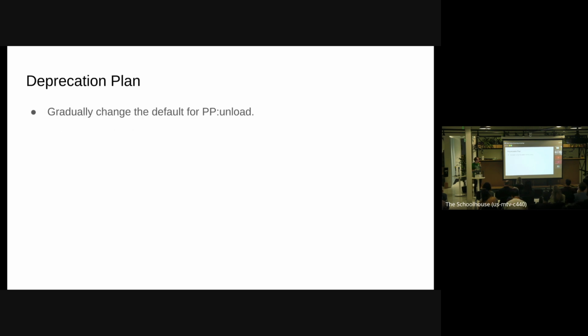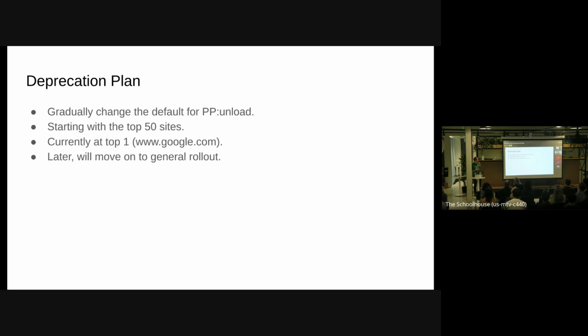So we have a deprecation plan. We're going to gradually change the default from enabled to disabled. We're starting with the top 50 sites. Currently, we are at the top 1, which is google.com. Yeah, we're at 1% of 1 at the moment. It's rolling out at the moment.